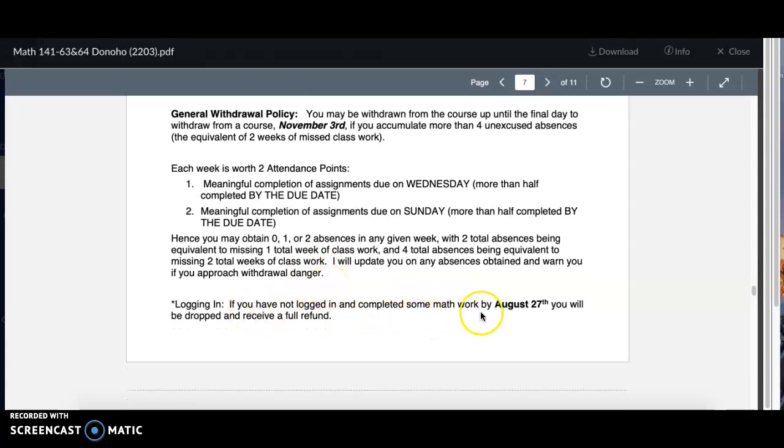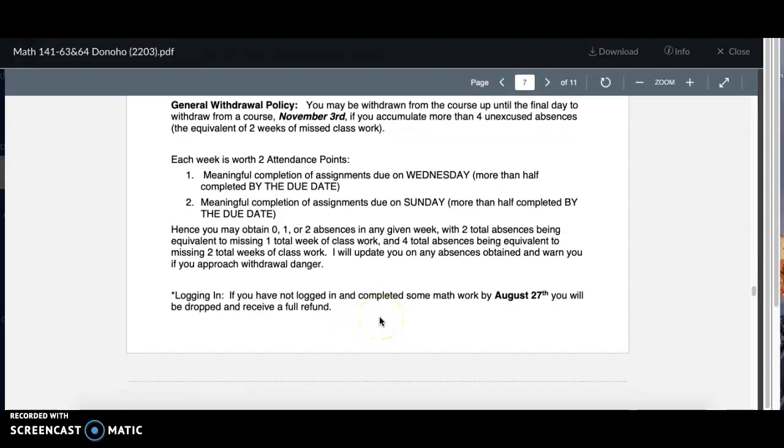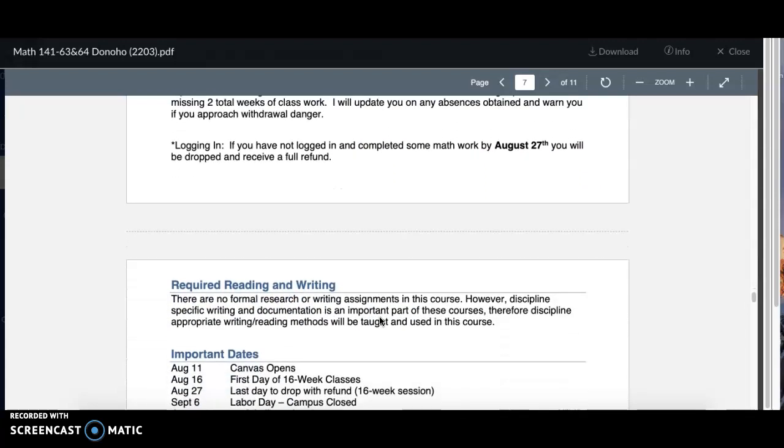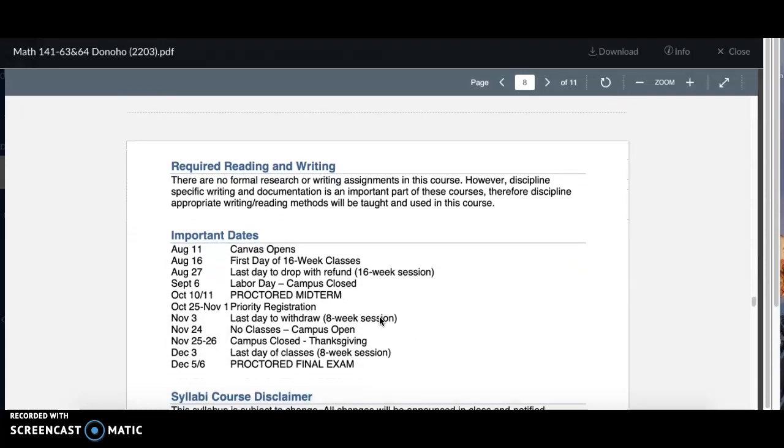If you have not logged in and completed at least some math work by August 22nd, you will just be dropped from the class and you will receive a refund. That means you haven't logged in and done any meaningful work for the whole first 2 weeks of class. That is an indication that you are no longer interested in this class and you are probably not going to be successful if you've missed the first 2 weeks. So in those cases, we just drop you and give you a refund, and hopefully it'll work out better in a subsequent semester.